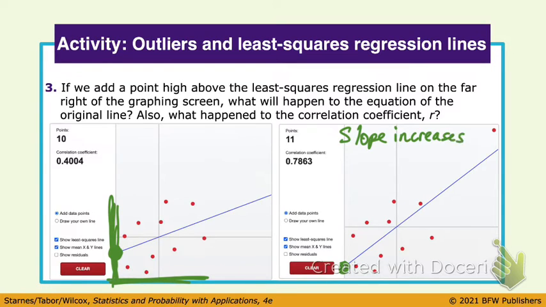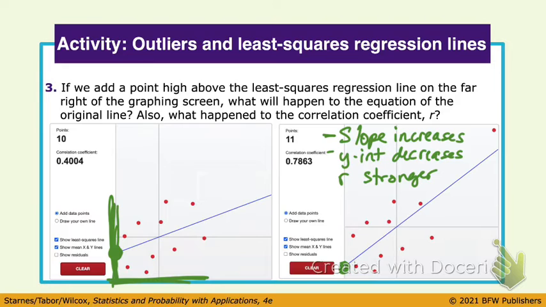Slope increases. The y-intercept decreased and went down. And then what happened to the correlation? It also got stronger, okay? And R got stronger. Okay, those are the things that happened for this particular point.